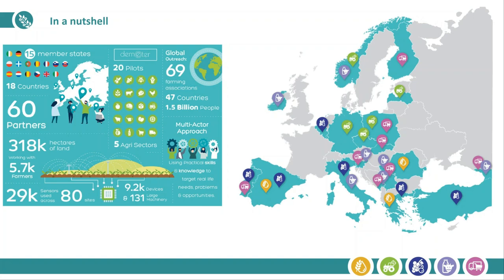To verify the results of DEMETER, we've got 20 different pilots, which are spanning 5 agricultural sectors. We also firmly promote the multi-actor approach, and as such, we have a network of about 6,000 farmers that are engaging with the project. And we also have involved the World Farmers Organization, so we can extend our dissemination on a global scale as well.